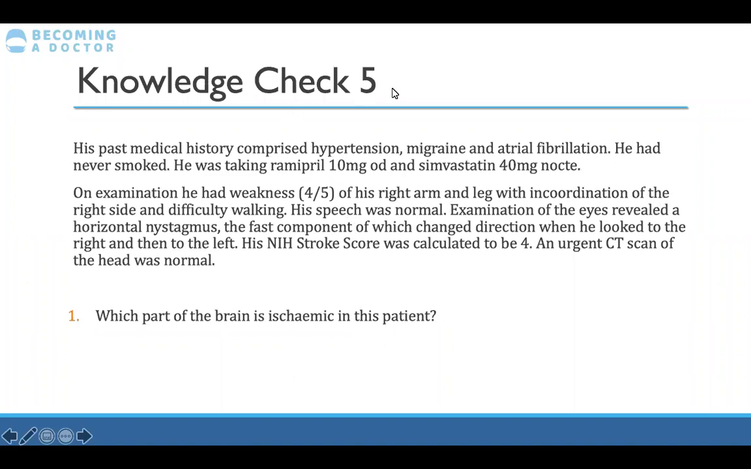And this is a continuation of 4. So his past medical history comprised of hypertension, migraine, and atrial fibrillation. He has never smoked, takes ramipril and simvastatin. On examination, weakness of his right arm and leg with incoordination of the right side and difficulty walking. Speech was normal. Examination of the eyes revealed horizontal nystagmus. Fast component would change direction when he looked to the right and then to the left. Stroke score was 4. Urgent CT of the head was normal. So where do you guys think the stroke is?